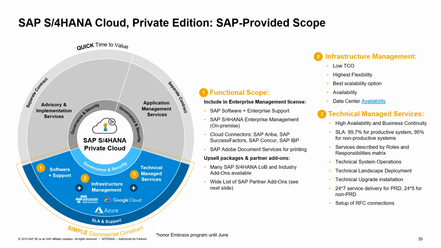Next, we have item 2, which is the infrastructure management, providing a very low total cost of ownership, the highest flexibility, and best scalable option. We have a data center availability here in this link. Next, we have the technical managed services that are provided by SAP. This ensures that there's high availability and business continuity because we have to guarantee in our contract 99.7% for productive systems, 95% for non-productive systems.